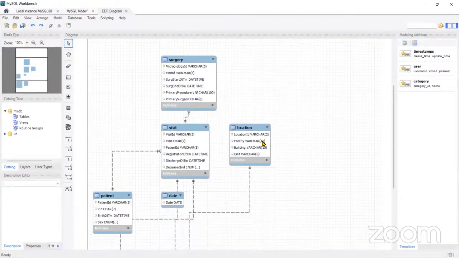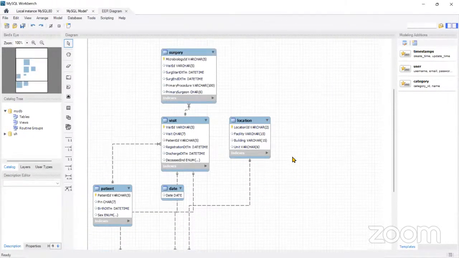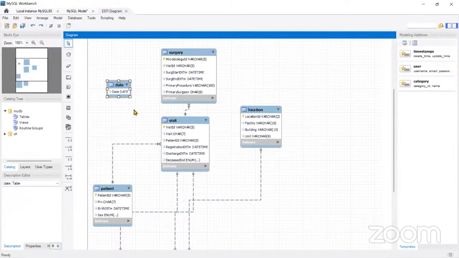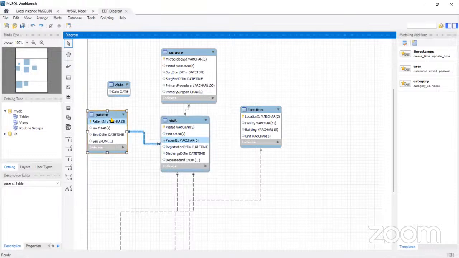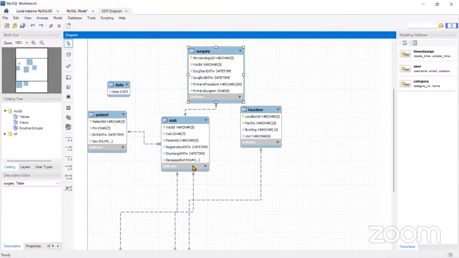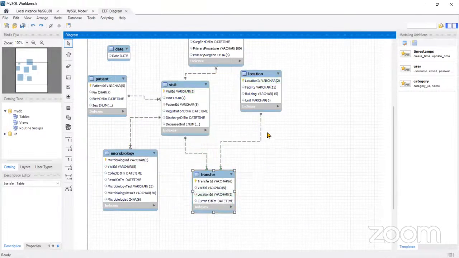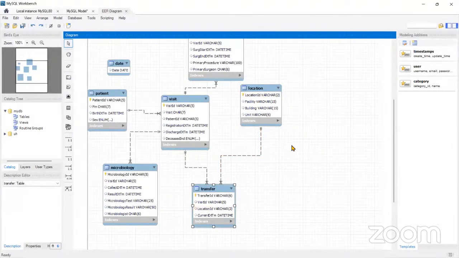Okay, this is the data model. So if I were to organize it, this is the location, we have the date. Date is not connected to anything. So visit is definitely a fact table. So this is who, this is when, this is where, right? And this is another fact table. Surgery, microbiology is a fact table. This is also a fact table, right? Yeah. So if you know how to design a database like this, I think you already succeeded 50%.